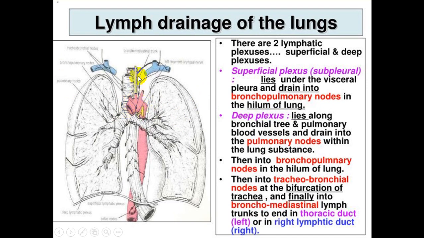Finally, the bronchomediastinal trunk formed from these nodes will drain into the thoracic duct on the left side and the right lymphatic duct on the right side.